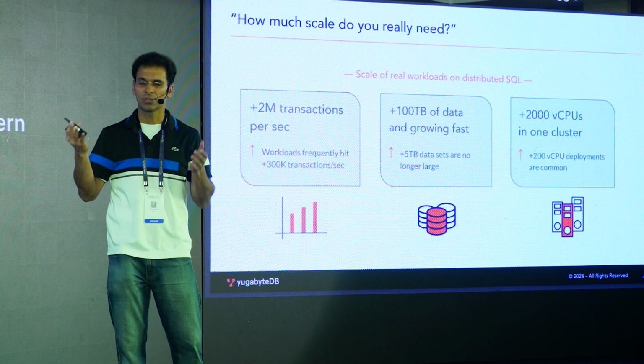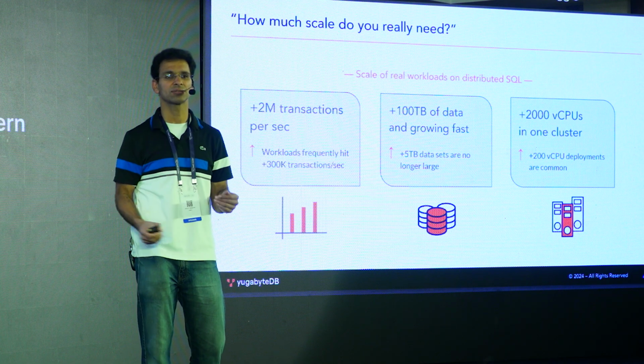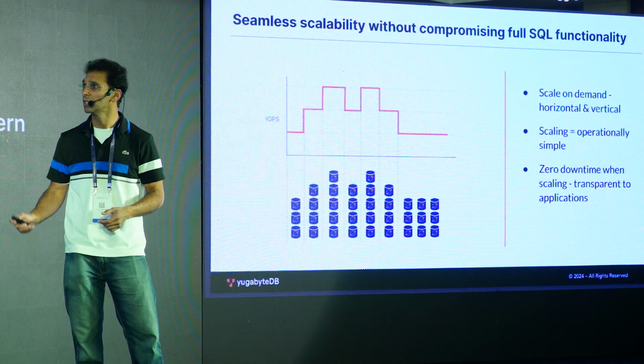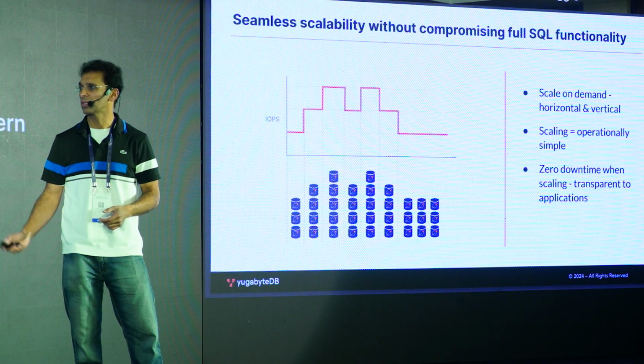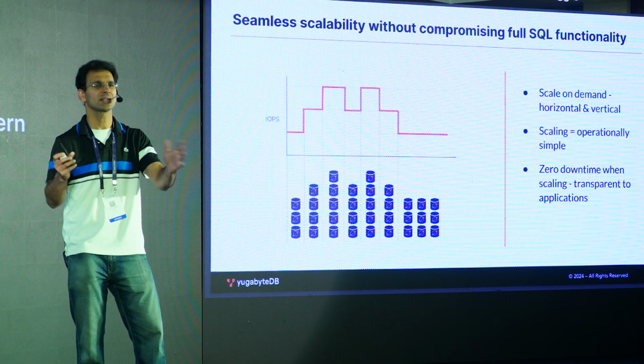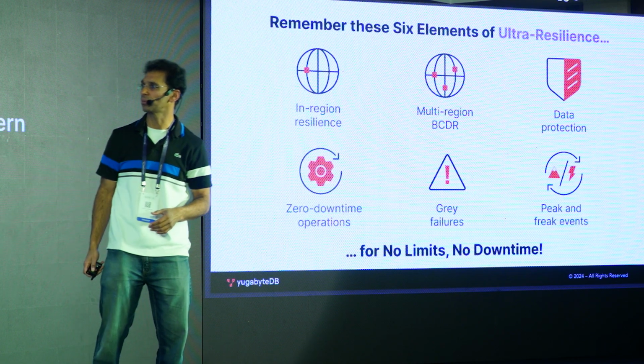So we have people doing over 2 million transactions per second, with hundreds of terabytes of online data, and with a pretty large cluster. So with scale, the most important thing is to be able to do it in an online manner. Vertical, horizontal, doesn't matter. You just have to have your application running and be able to scale. Okay, that's the most important thing.